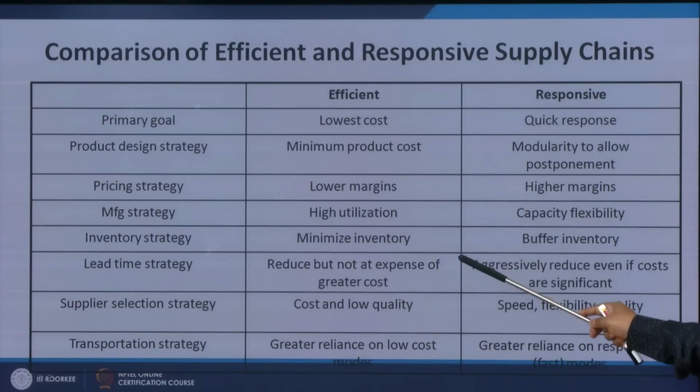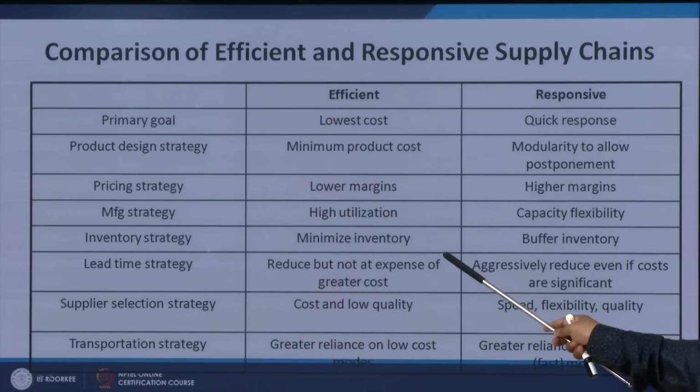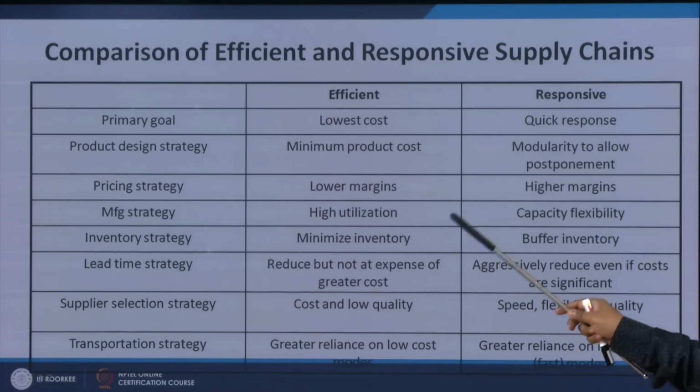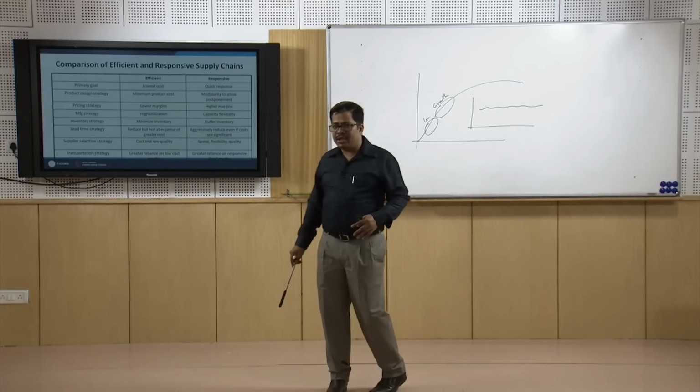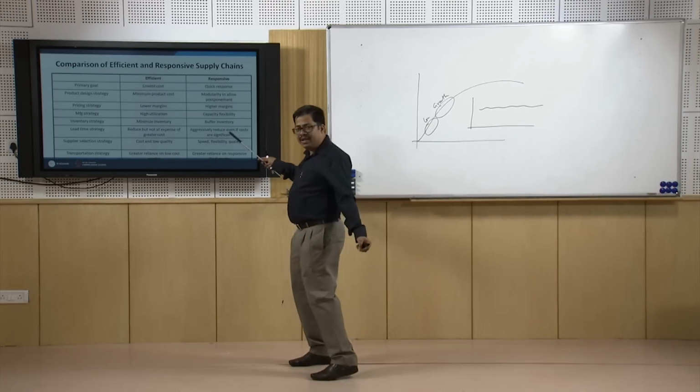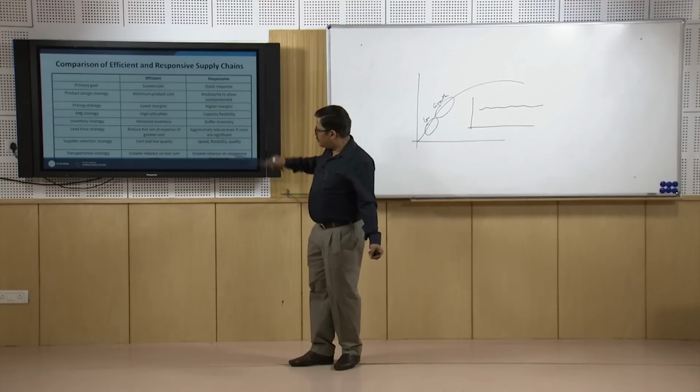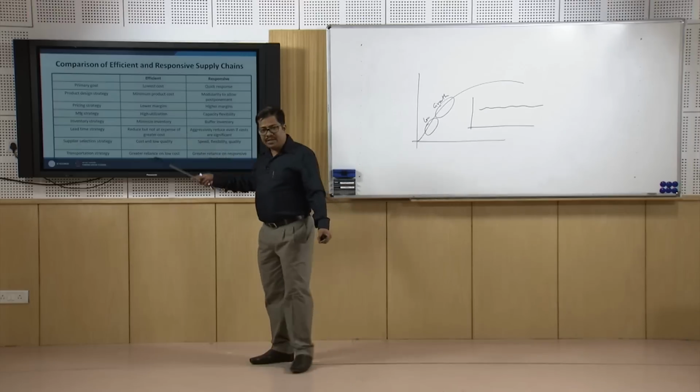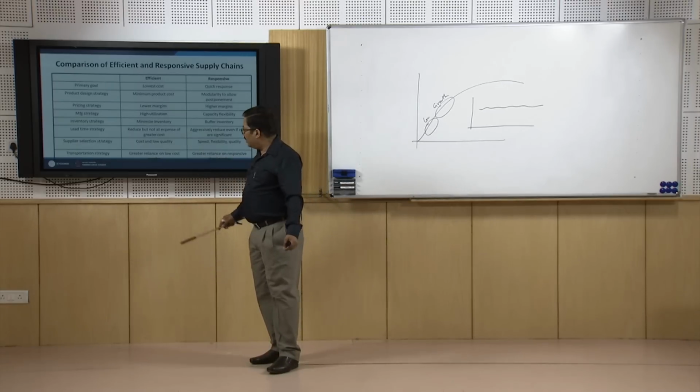Inventory strategy: we want to go with concepts like JIT, where we keep minimum inventory in case of an efficient supply chain. And in responsive supply chains, we keep a sufficient amount of safety stocks so that you achieve high service levels. So you keep buffer inventories with you. That is also an important part, because inventory is a very important driver in our supply chain strategic locations.